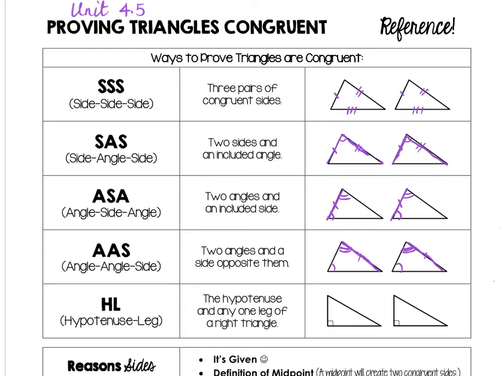Finally, HL, it's hypotenuse and leg. Notice that this only applies when you have a pair of right triangles, and it says if the hypotenuse, which is the longest side, as well as any one of the legs, and I'll just pick one, if these 2 are congruent, then I have a pair of congruent right triangles here. Okay, so there are 5 theorems. Notice that they're all about the angles and the sides, so it's just different combinations of them.